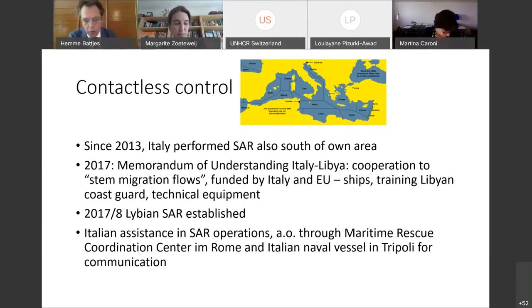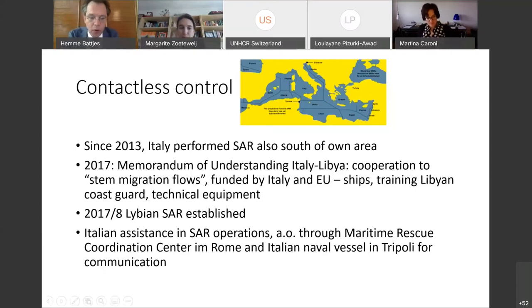So signals from ships in distress come in at the Maritime Rescue Coordination Center in Rome, and then information will be passed to the Libyan authorities, but through an Italian naval vessel that is for that reason docked in Tripoli. So what we have here is search and rescue operations, which may be carried out also by the Libyan Coast Guard, but on behalf of Libya. In fact, most of the coordination is done by Italy.